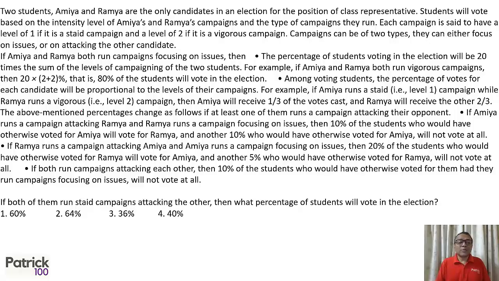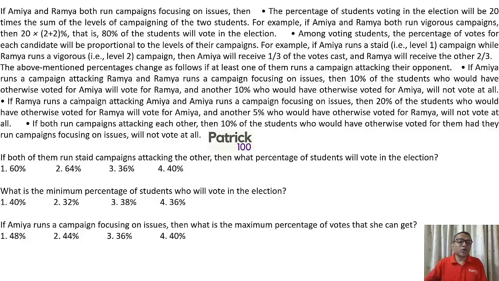So now they mentioned, let's look at it, put some data out here. If Amya and Ramya both run campaigning focusing on issues, so that means there is a level 1, level 2 campaigning, and second is there is issues and attacking the other. There are 2 cases which are possible. Now they've said that if Amya and Ramya both run campaigns focusing on issues, then the percentage of votes is 20 times the level of the candidate, 20 times L1 and L2. Each will get proportionate to how much it is. I mean, if one is L1, one is L2, and accordingly they'll get proportionate to that.